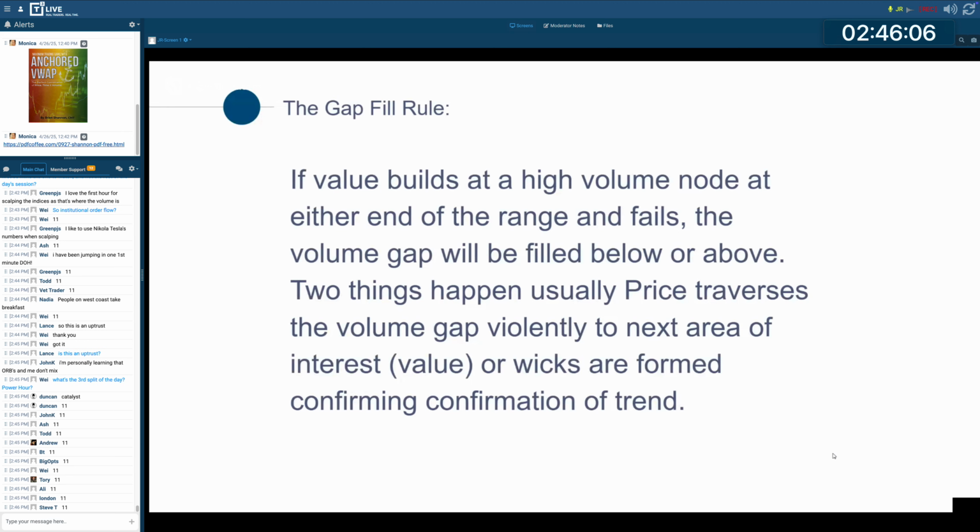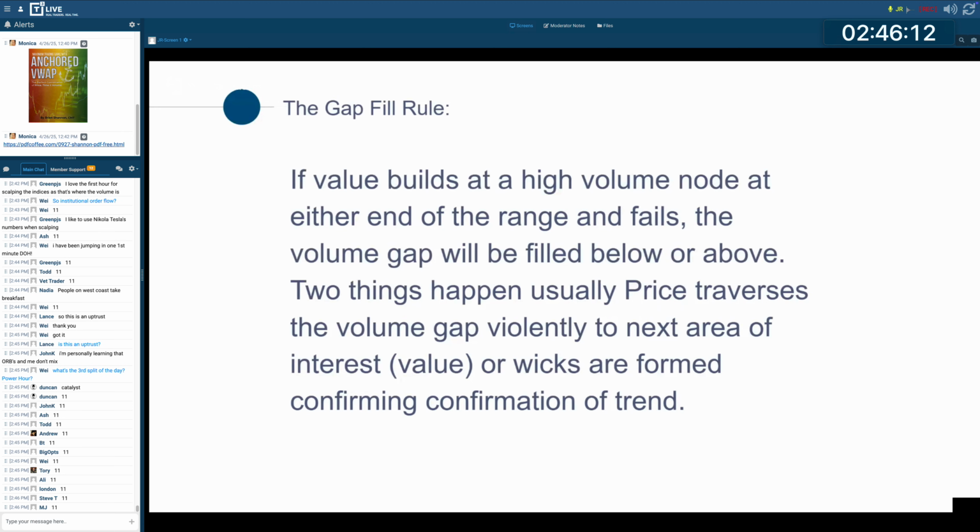Gap fill rule. If value builds at a high volume node at either end of the range and fails, the volume gap will be filled below or above. Two things happen usually: price traverses the volume gap violently to the next area of interest, value, or wicks are formed, confirming the trend. So what does this mean?